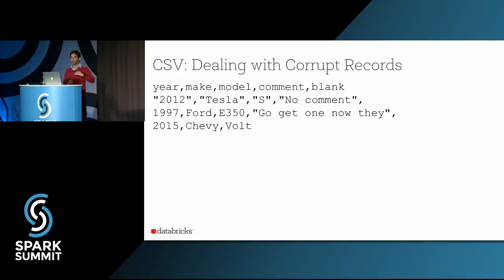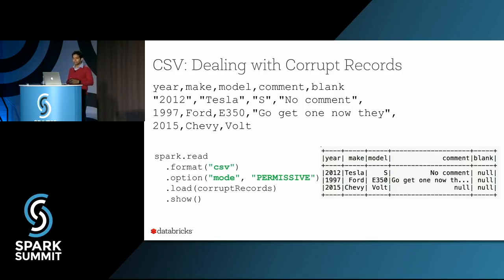It has 3 rows. The first and the second row are somewhat valid, whereas the third row actually has only 3 values instead of 5. So in this case, if you try to read with the permissive mode, it would try to read as many rows as possible from this data. So in this case, it would automatically put nulls for the third row in the comment and the blank column.